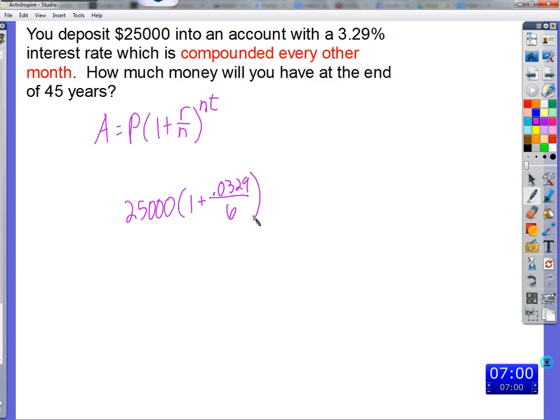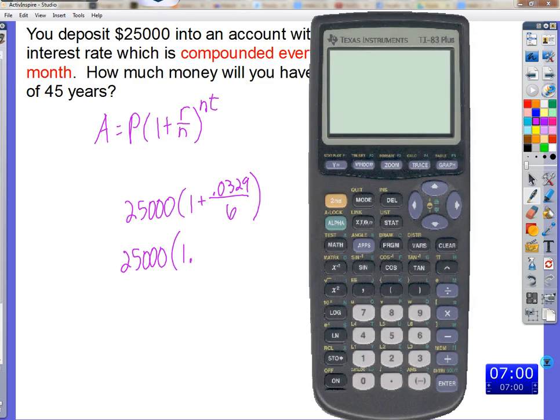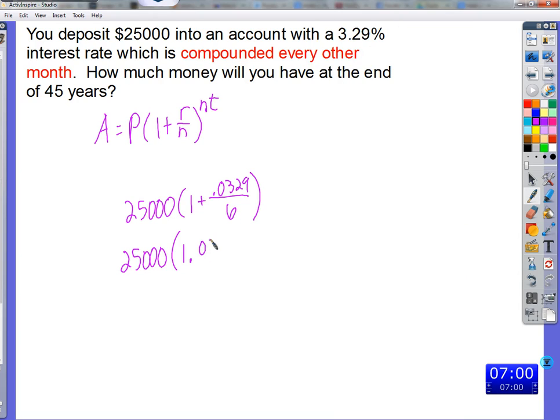All right, so I'm just going to pause there for a second. I'm going to figure out what that is. So we're going to have 25,000 times 1 point, let's figure out what that is. 0.0329 divided by 6 is 0.005, so that's, let's see, 0.548%, like half of a percent. Every 2 months. So 0.0054 and then some, right? I'm going to use this exact number so that I don't round it, because that is going to make my dollar amount be off significantly.